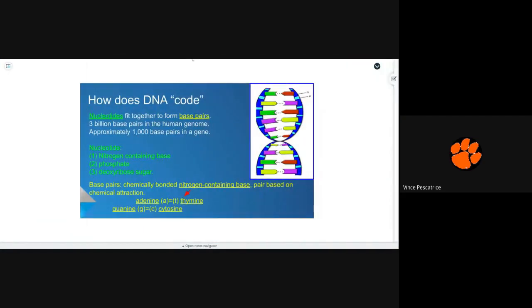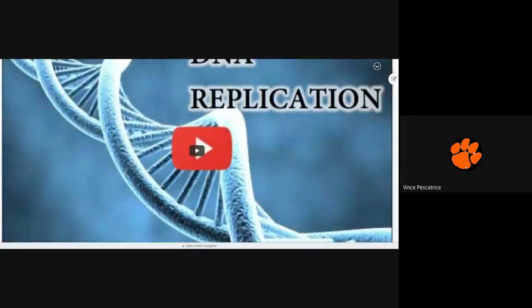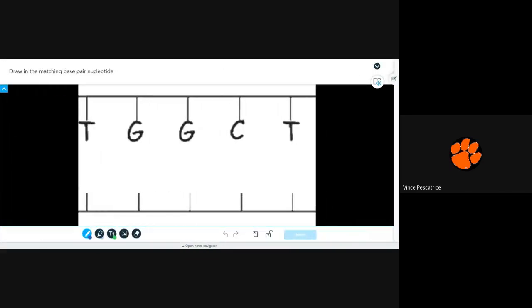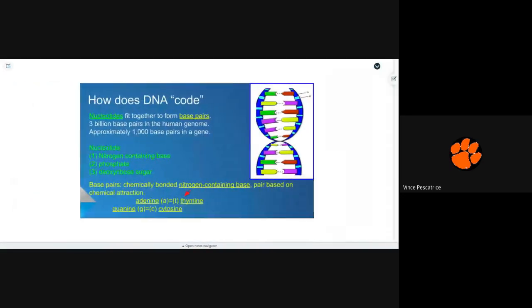Okay, so how does DNA code? That is not the right slide.